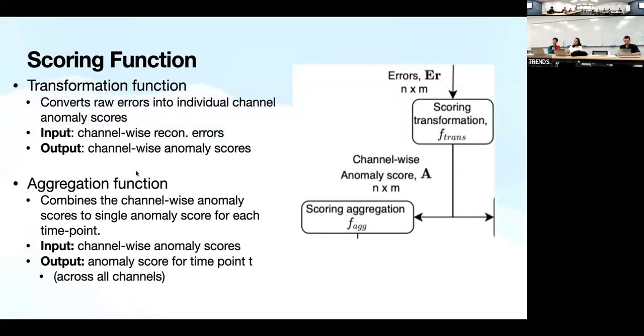So the aggregation function is another part of this. From what I understand, it combines all of these channel-wise anomaly scores into a single anomaly score for each time point. So the input is these channel-wise anomaly scores in the form of this matrix A, and the output is an anomaly score for the time point T. And again, this is across all channels. So it's aggregating for a time point across all of its channels its score, or likelihood in a way, of it being an anomalous time point.